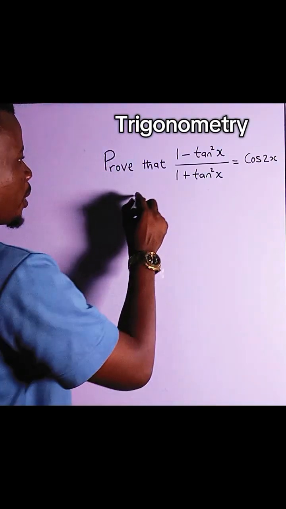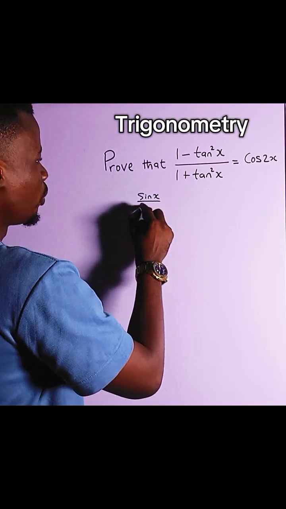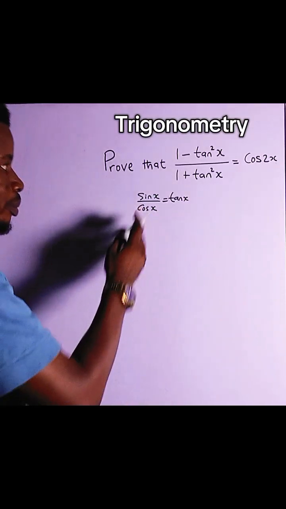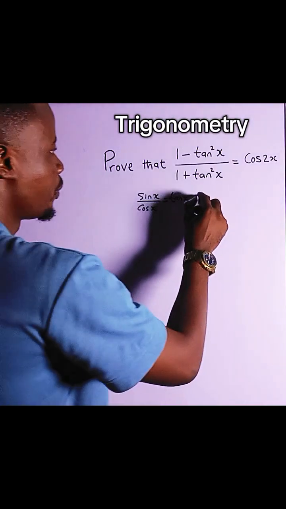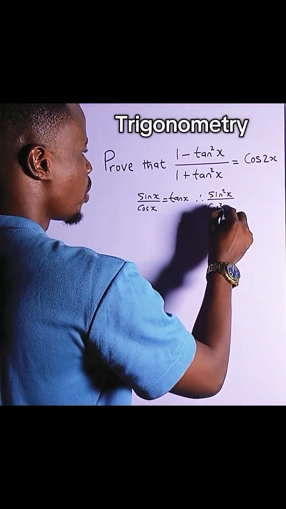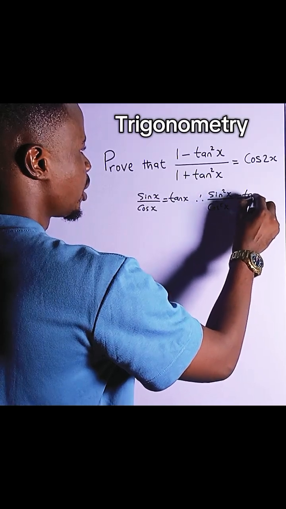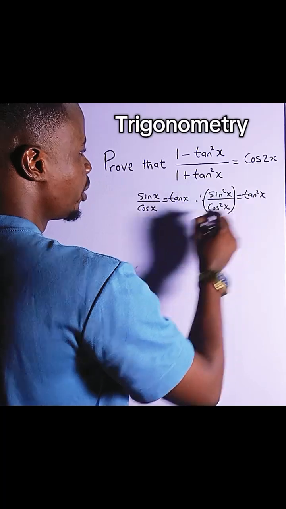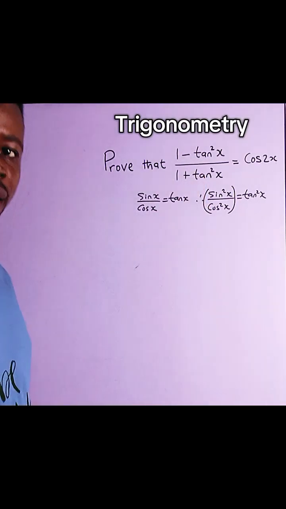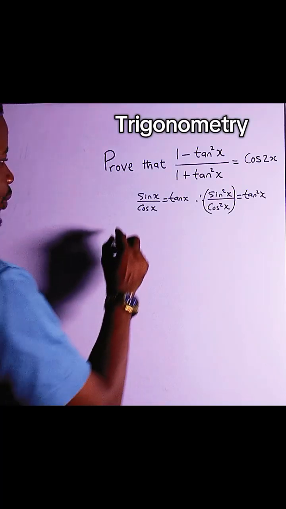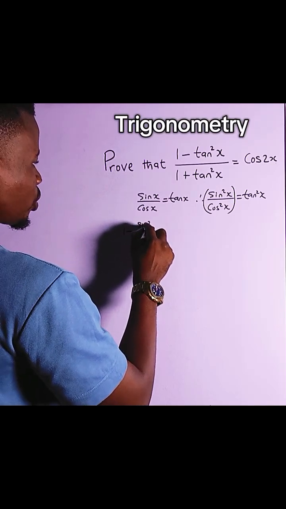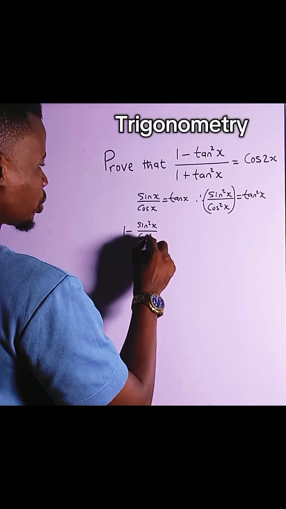So recall that sine x all over cos x is equal to what? Tan x, from basic trigonometry. Therefore, sine square x all over cos square x is equal to tan square x. So what does it mean? It means that we can use this fraction and substitute for tan square x back in the question. So we have 1 minus tan square x, and I can write it as sine square x all over cos square x.